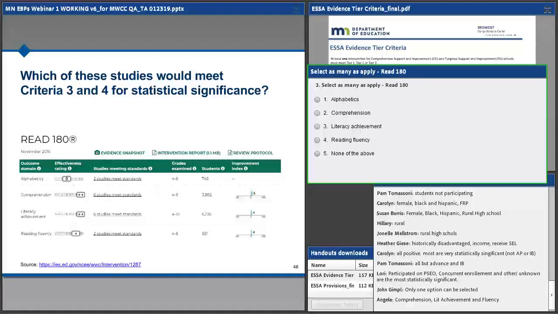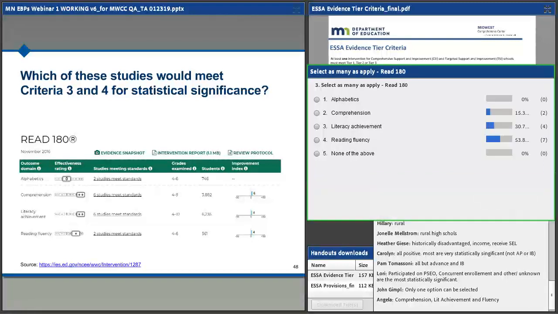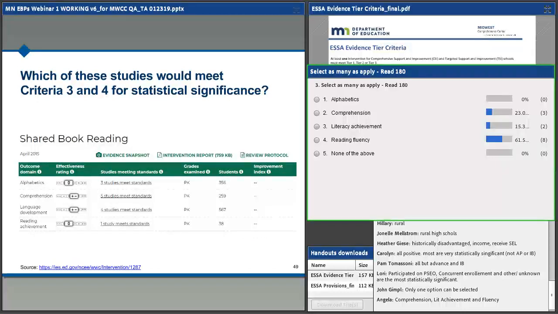Pretty straightforward. Everybody's responding correctly to this one. I don't see anybody selecting alphabetics. That's how straightforward it is. What Works Clearinghouse really sets you up nicely to at least find interventions that meet the minimum requirements.